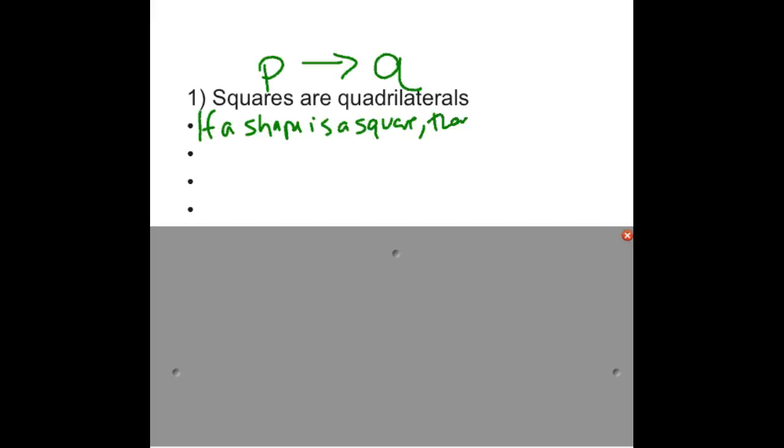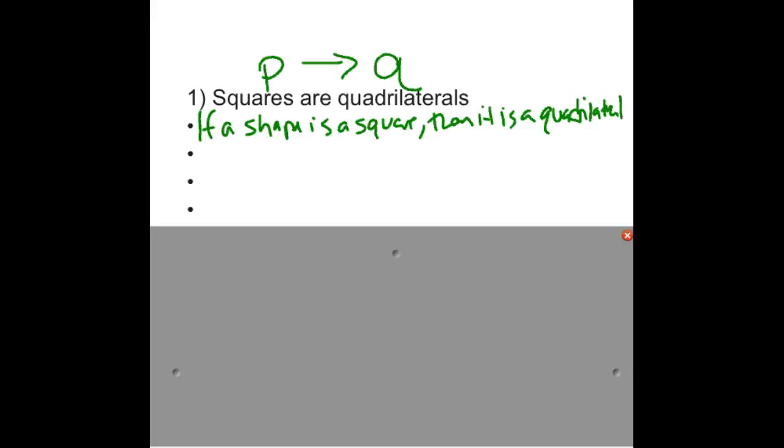So what's the broader category? Squares are quadrilaterals. Well, quadrilaterals include trapezoids, rectangles, and things like that. So this is bigger, meaning it is your conclusion, meaning squares are your hypothesis. So we could say if a shape is a square, then it is a quadrilateral.